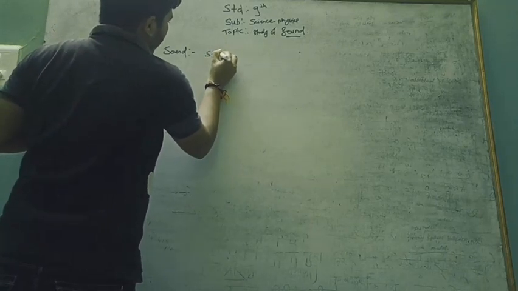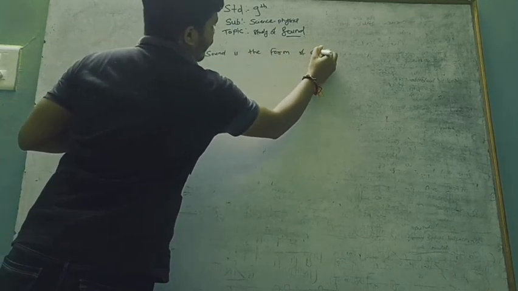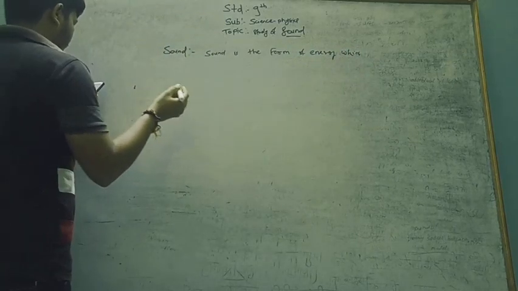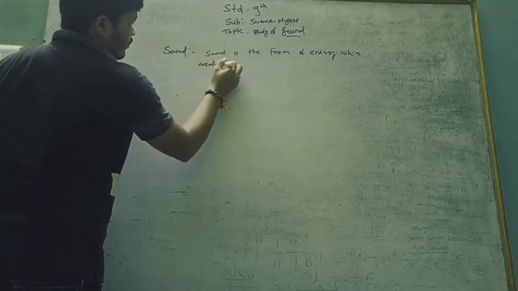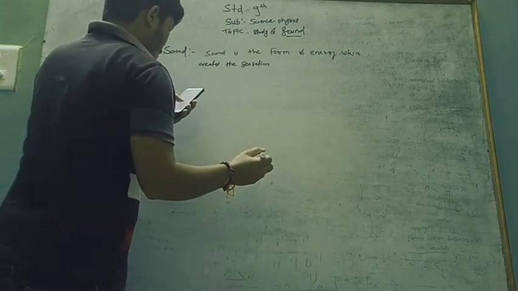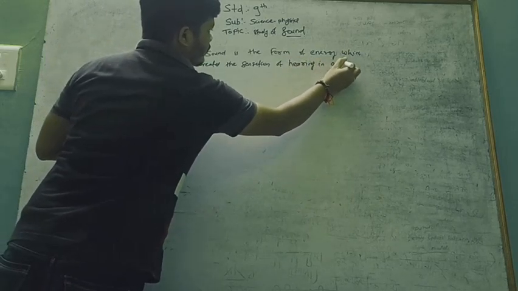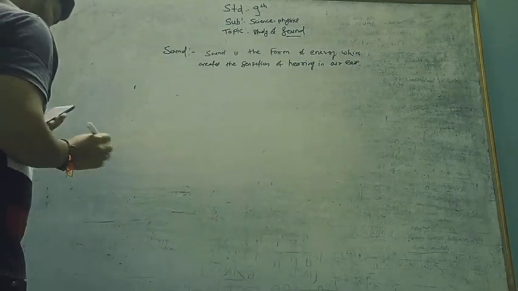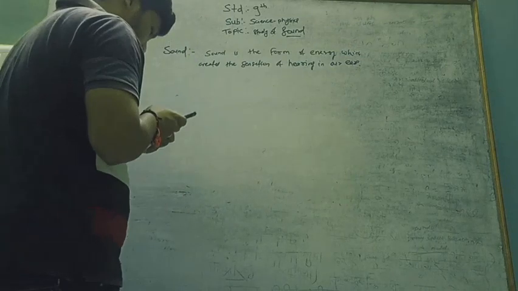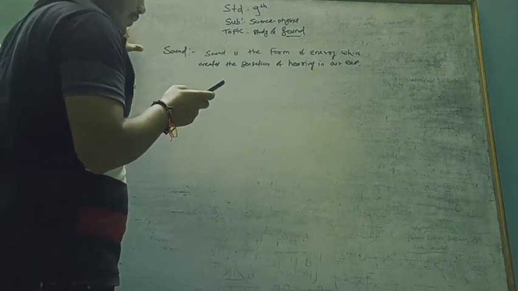Sound is a form of energy which creates the sensation of hearing in our ears. Okay, so what is sound then? Sound is a form of energy which creates the sensation of hearing in our ears. Now, the energy is in the form of waves. As we have seen, sound propagates or travels in the form of waves.